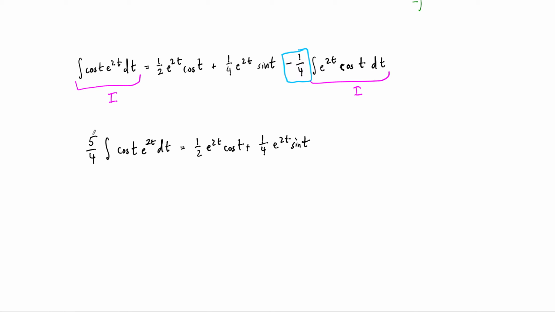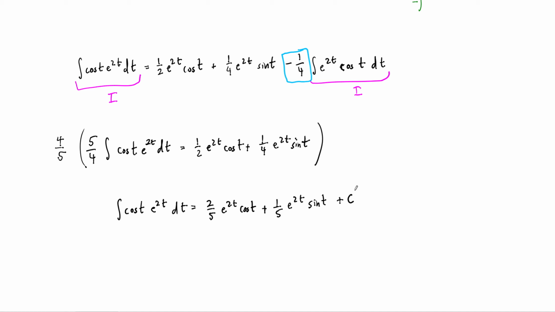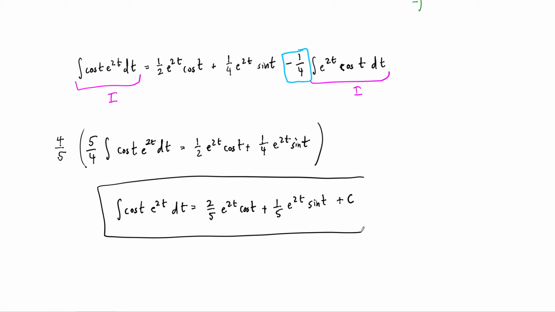So let's do this in steps. We are going to multiply the entire equation by 4/5. Distribute that all the way through, and then we'll have one of these on the left. That's what we wanted, that was our goal in the first place: the integral of cosine t e to the 2t dt. When we multiply this through, we end up with 2/5 e to the 2t cosine of t plus 1/5 e to the 2t sine of t. And now we have to make sure that we add in our plus c. The plus c has to be there at the end.